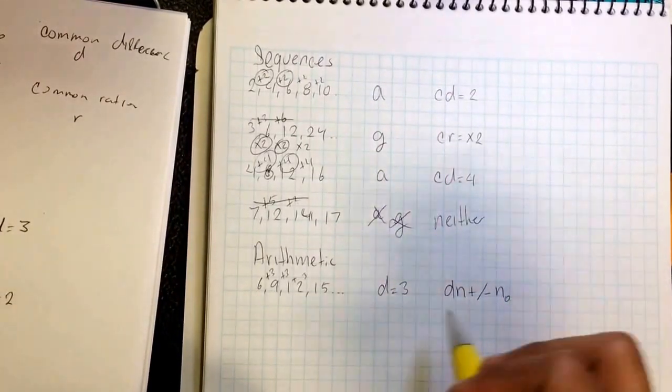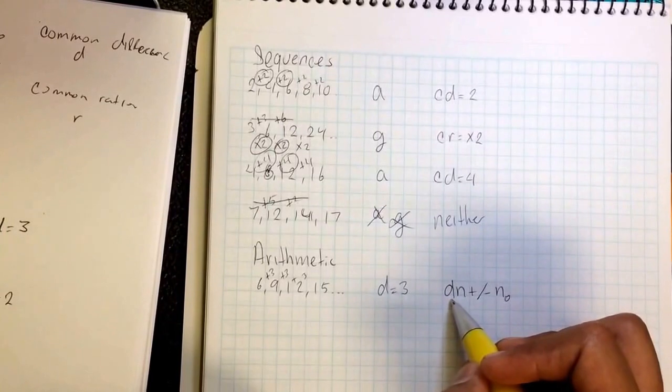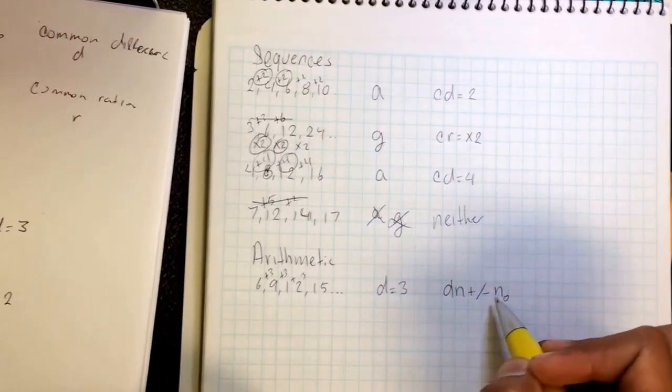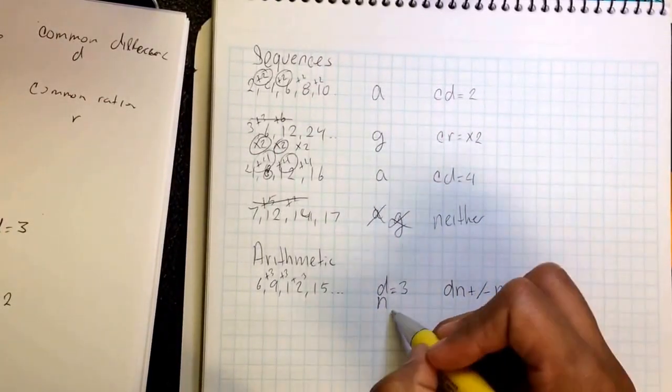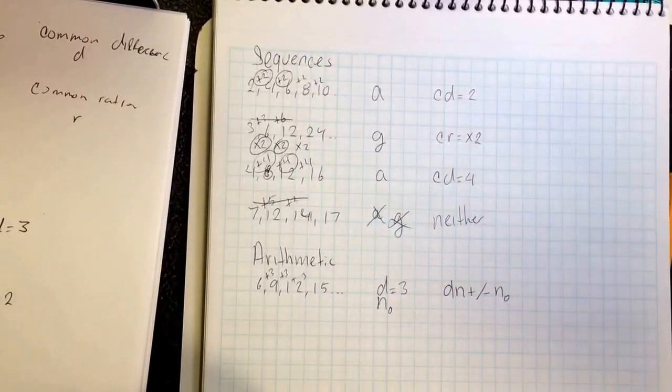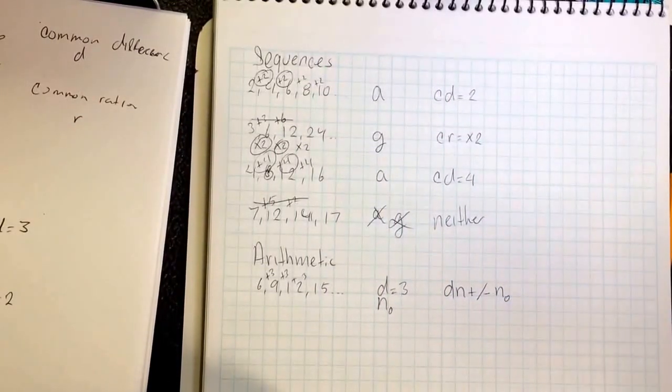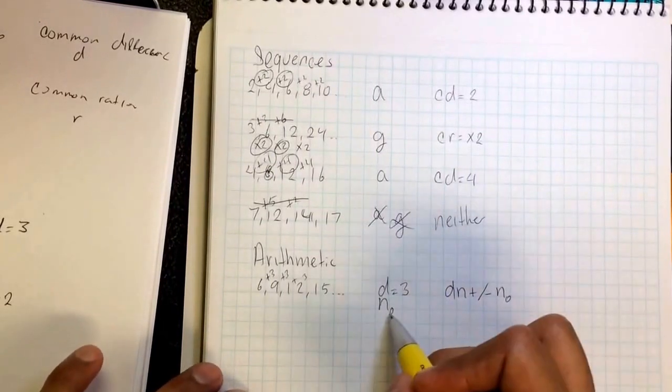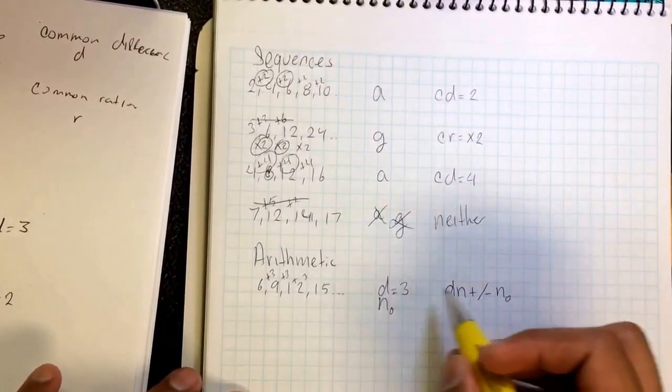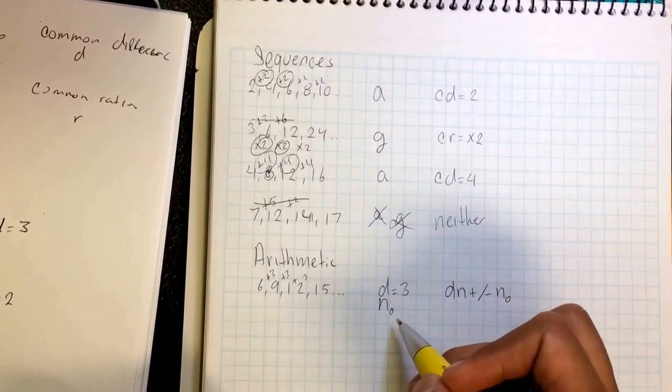Now bear with me because I'm going to explain what these are. We know what d is, right? The common difference is d. And we know what n is, right? n is a number, the term. Don't forget that. We don't know what n sub 0 is yet. If n is a term, what does n sub 0 mean?